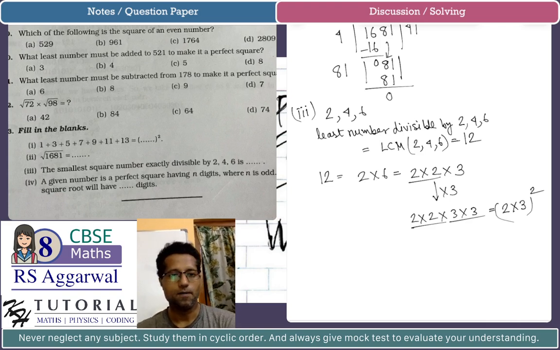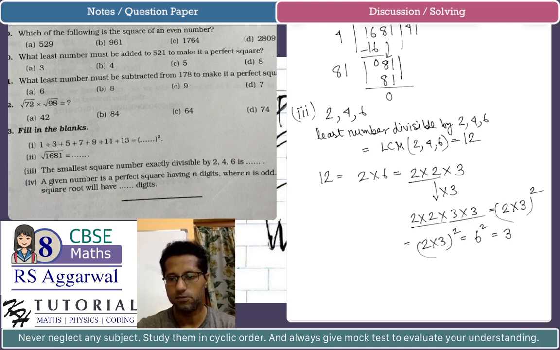So the smallest square number exactly divisible by 2, 4, 6 is 2 multiplied by 3 square, that is 6 square, that is 36.